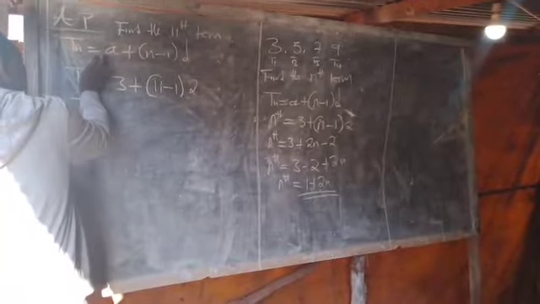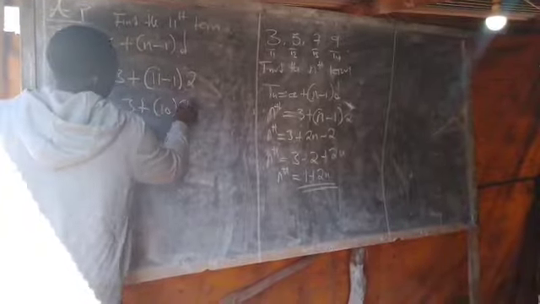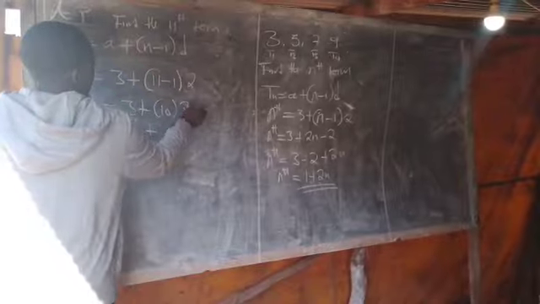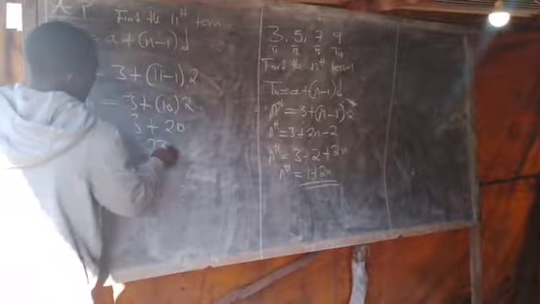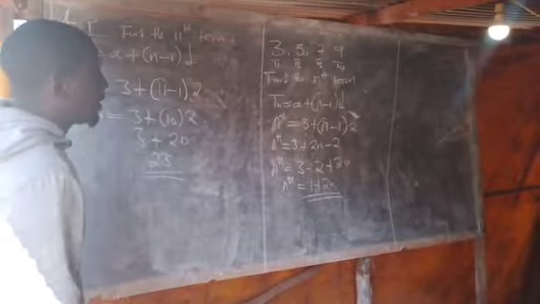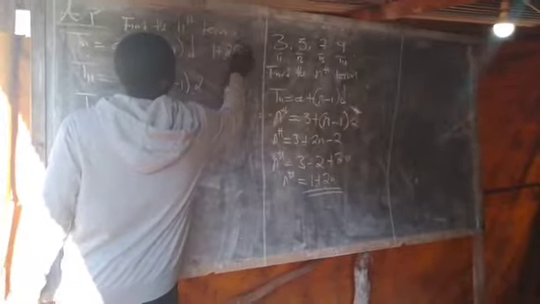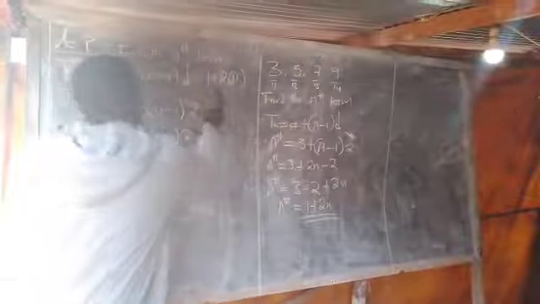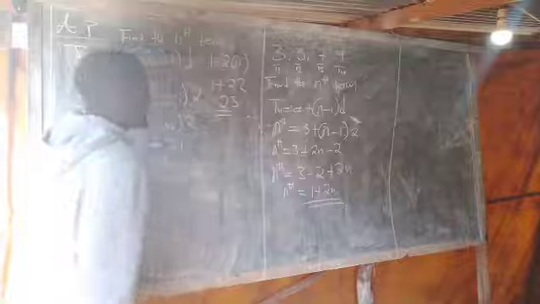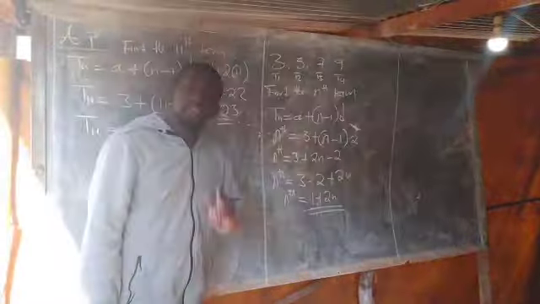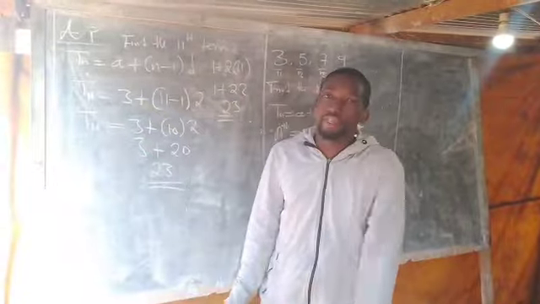So T11 will equal 3 plus 10 times 2. That is 3 plus 20, which gives 23. So that is the 11th term. If you want, you can also do 1 plus 2 open brackets 11, using the nth term. It will be 1 plus 22, which gives you 23. So indeed, T11 equals 23. That's how we find the nth term and the number of terms. Thank you.